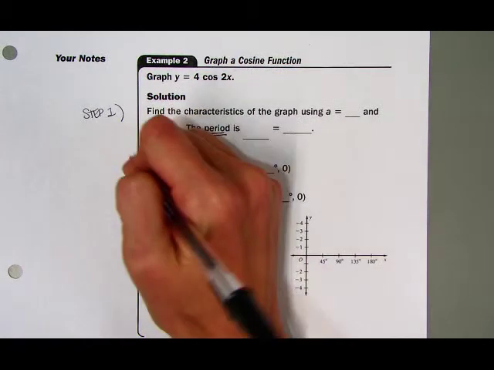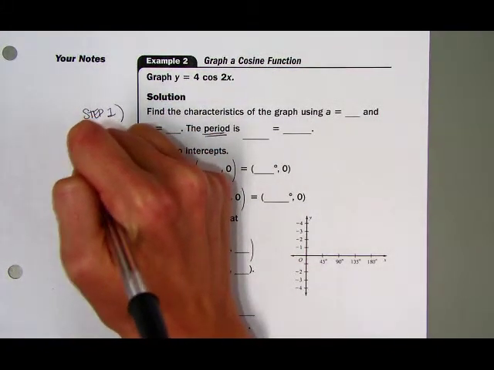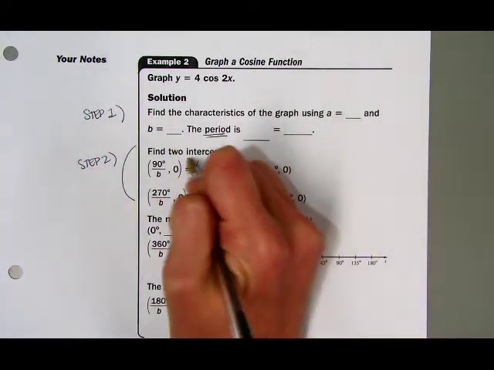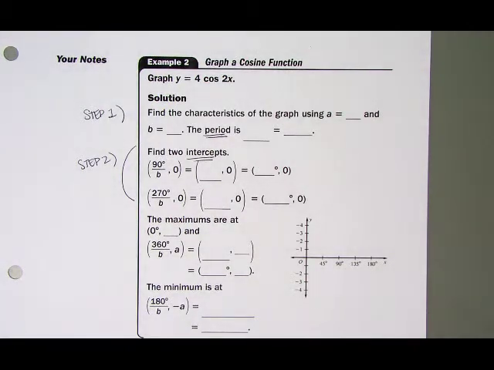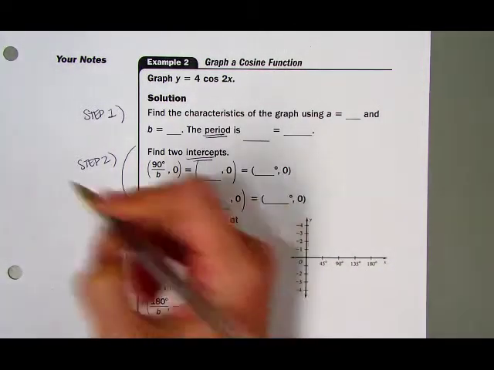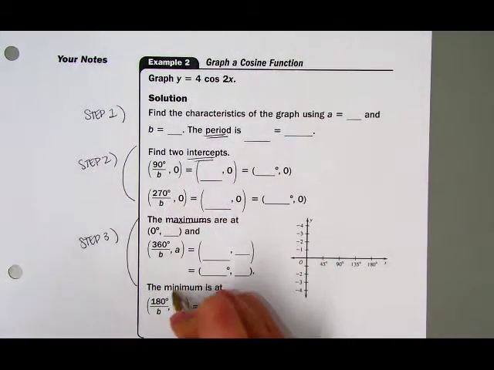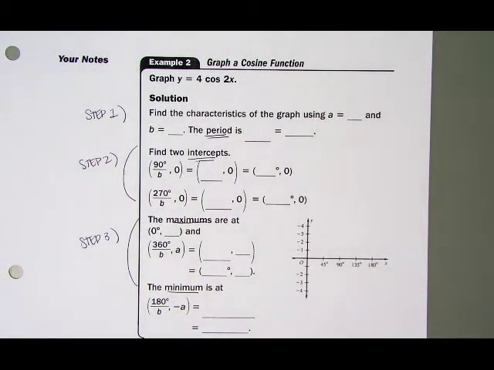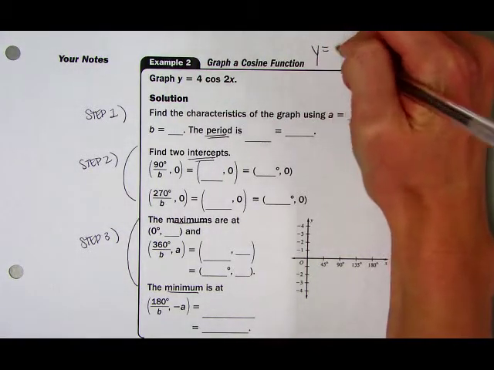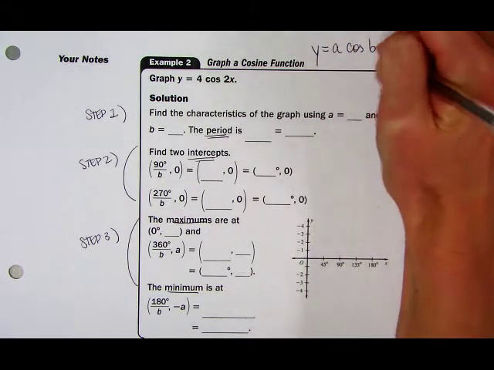From there, step 2 is really finding our intercepts. Alright, so step 2 is really finding the intercepts, or where our graph crosses our x-axis. And then step 3 is really finding our maximums and minimums of that graph. And again, step 2 and step 3 are dependent on what you find and what you pull out for step number 1. So again, we have our general form for cosine, y equals a cosine of bx.